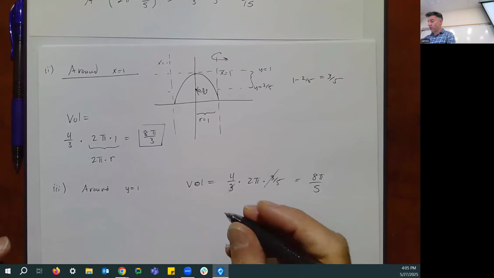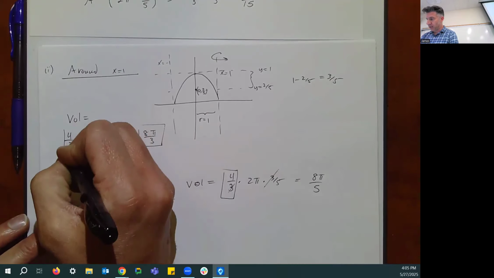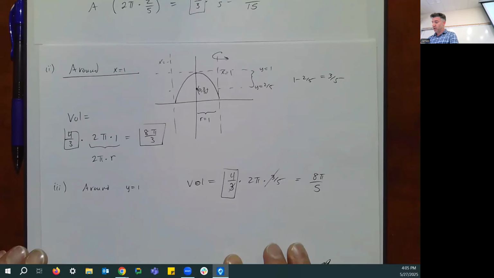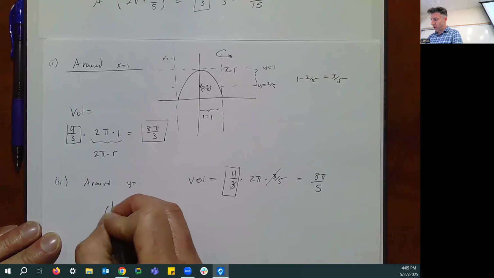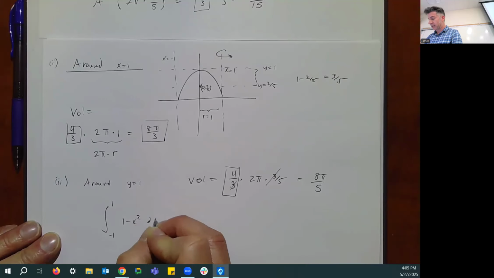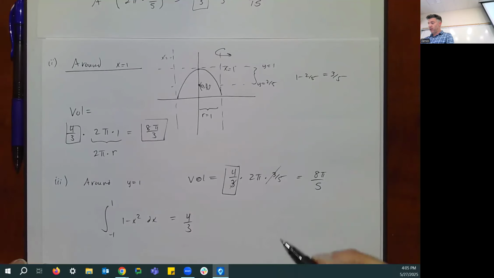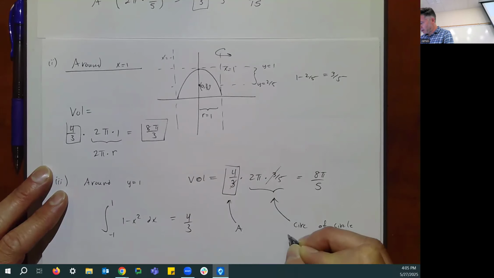So the 4/3 in both of these and in the first part here was all the area of the region we calculated in the first part. So the integral from -1 to 1 of 1 minus x squared dx. That's our 4/3. So again, for volumes using Pappus's theorem, it's always your area times the circumference of the circle that the center of mass travels. Area of the region.